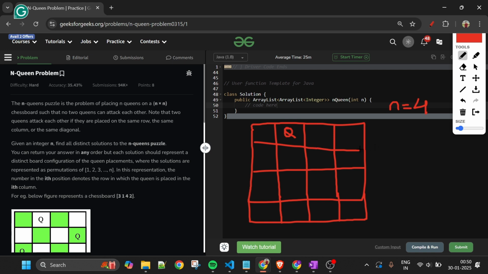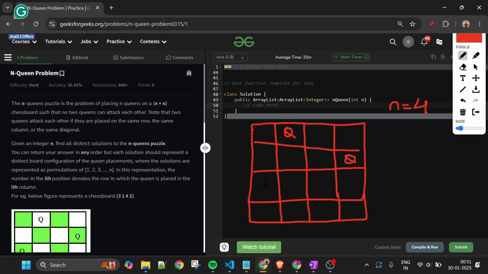Second queen, where can I fill? Can I fill it here? No, I cannot, because of the diagonal. Can I fill it at this point? No, we cannot, because they are in the same column. Can I fill it at this point? No, not here as well, because of the diagonal. Can I fill it at this point? Yes, I can, because it is not overlapping with any diagonal, row, or column.